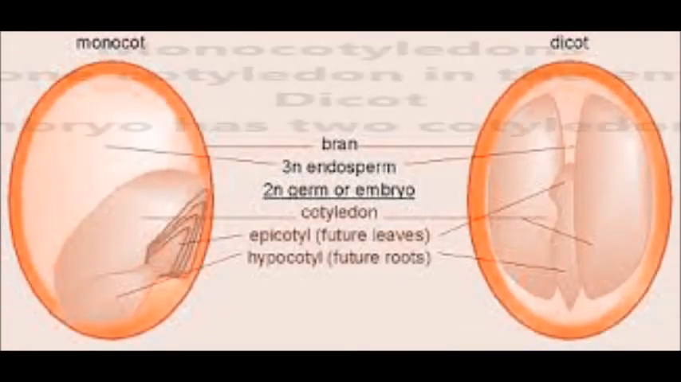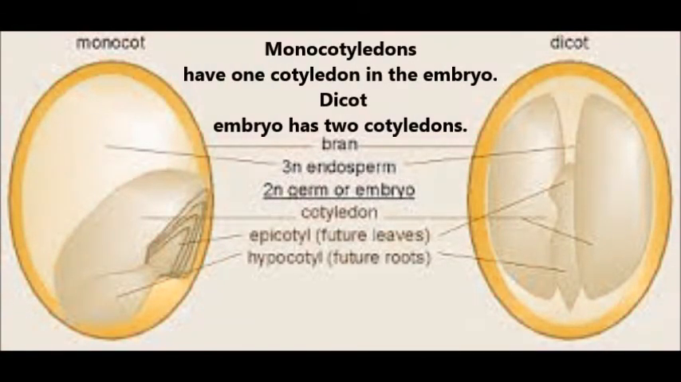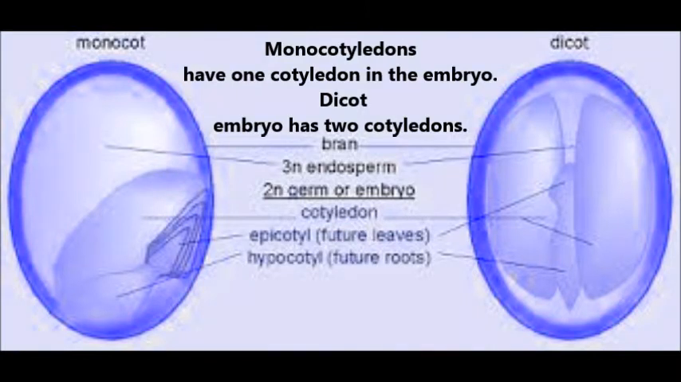Cotyledons. Monocots have only one single cotyledon, while dicots have two cotyledons. This is where their name comes from, mono being one and cot being the abbreviation for cotyledon. The same goes for dicot, with di being two and cot being the abbreviation of cotyledon. As you can see, the monocot only has one cotyledon, compared to the dicot on the right, which has two cotyledons.